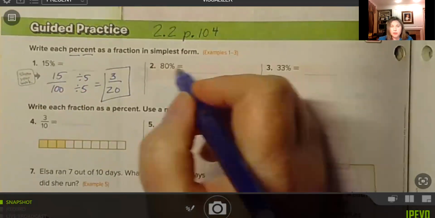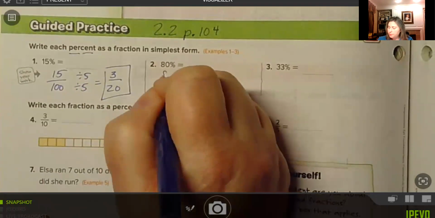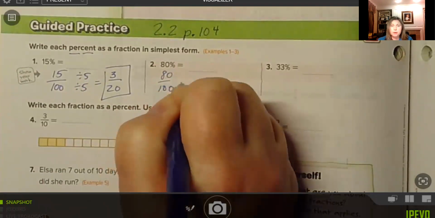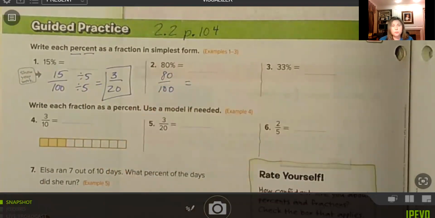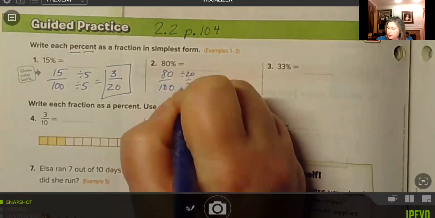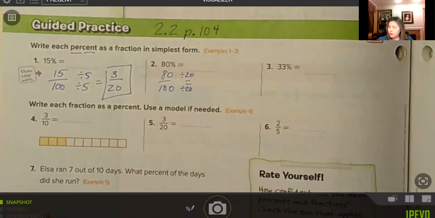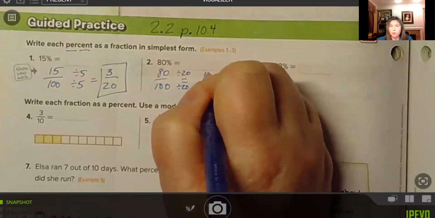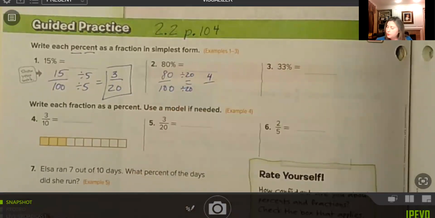So next we have 80%, which is 80 per 100. And we want to write that as a fraction in simplest form. We see 80 and 100 have a greatest common factor of 20. So we want to divide each of these by 20. 80 divided by 20 is 4. And 100 divided by 20 is 5. So 4/5.